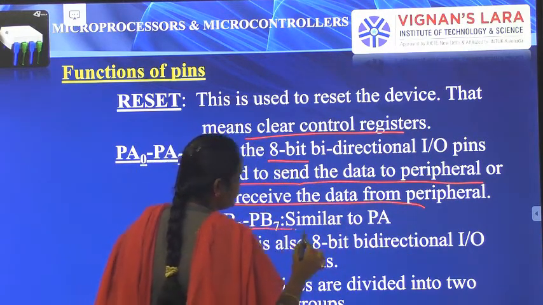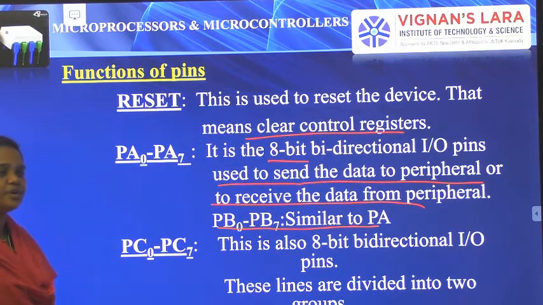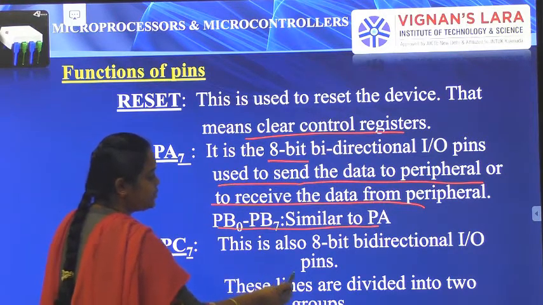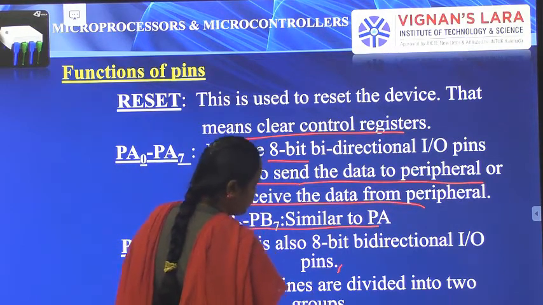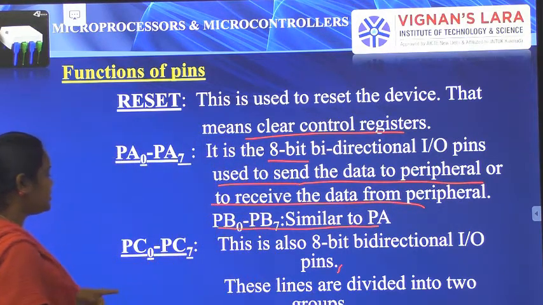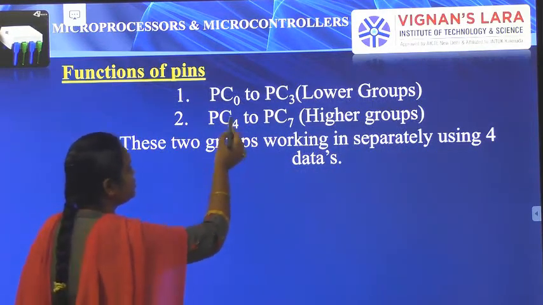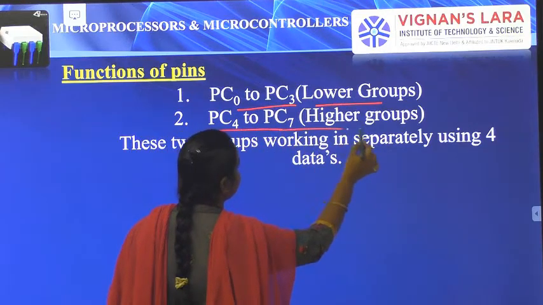PB0 to PB7 are similar to PA, that means whatever the operation by port A is similar to port B. Then port C, PC0 to PC7, is also 8-bit bidirectional input output pins. These lines are divided into two groups. These port C lines are divided into two groups. Here port C0 to C3, that means the lower group, and port C4 to C7, that means the higher group.